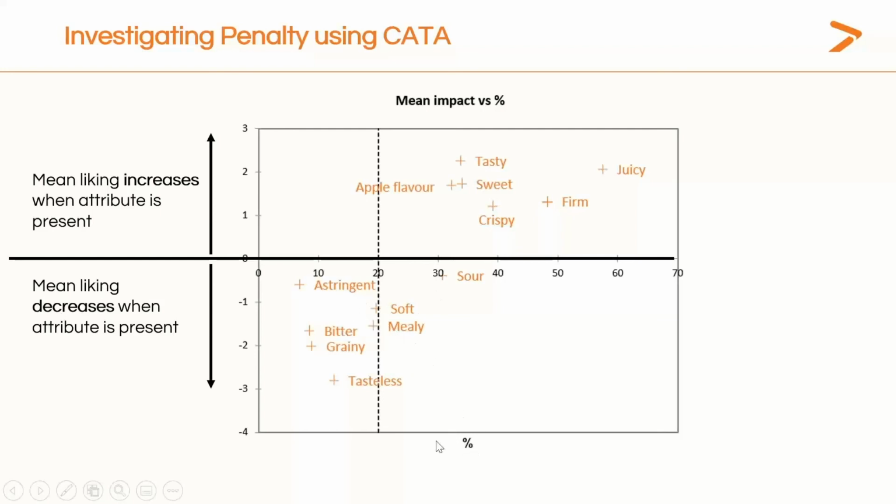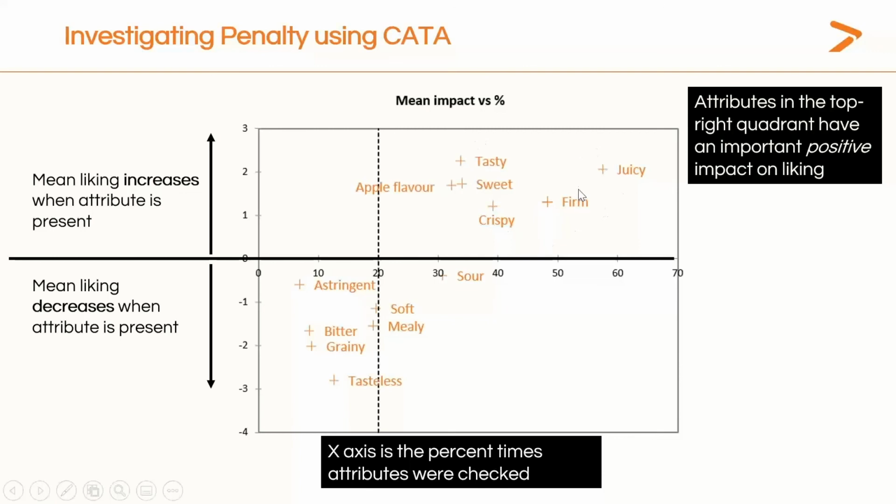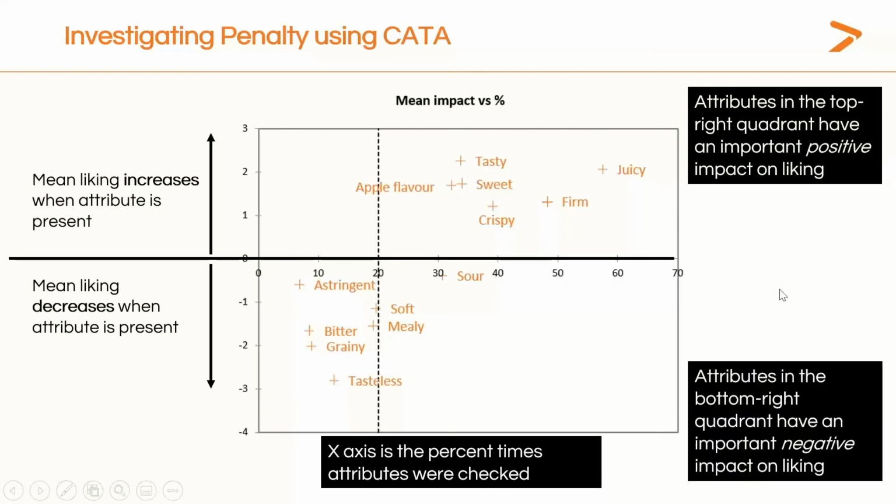Now, what does the x-axis mean? This is the percent of times attributes were checked. So even though in this part of the chart these attributes generate a drop in mean liking, they weren't checked very often. So they're not quite often present in the different tested products. So the most exciting attributes are the ones in the upper right part of the chart. Attributes in the top right quadrant have an important positive impact on liking. And in the bottom right, they have an important negative impact on liking. Maybe the sour attribute should be avoided.